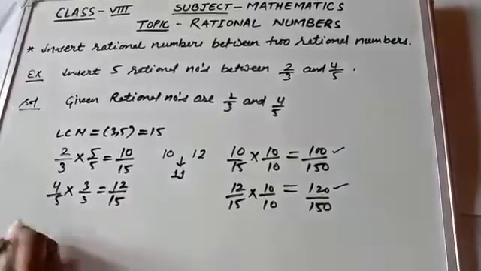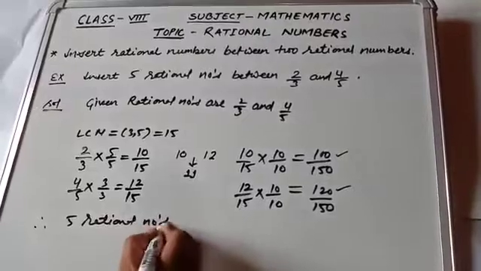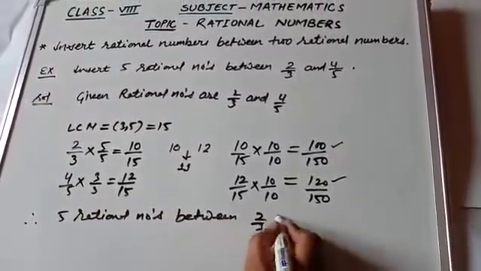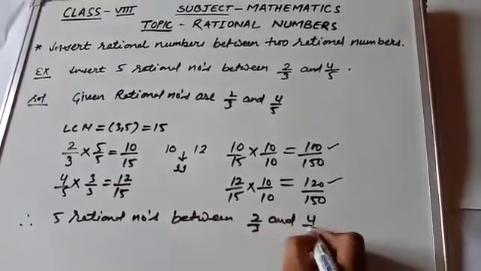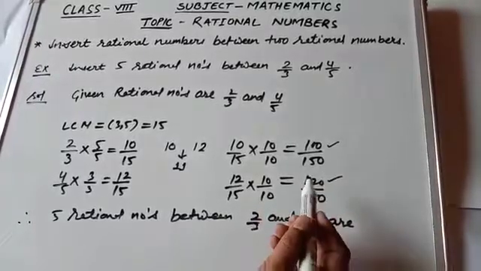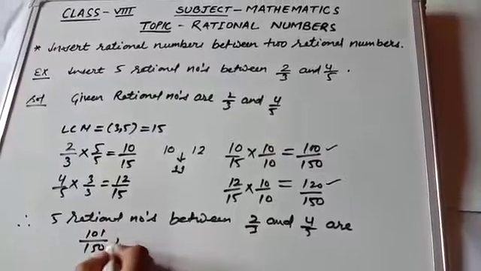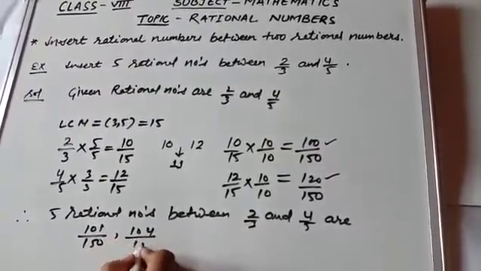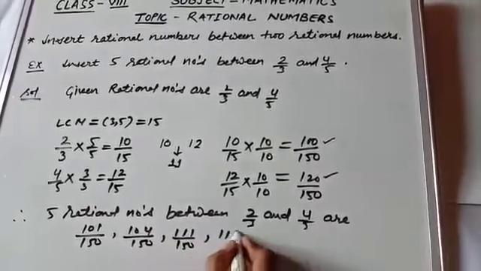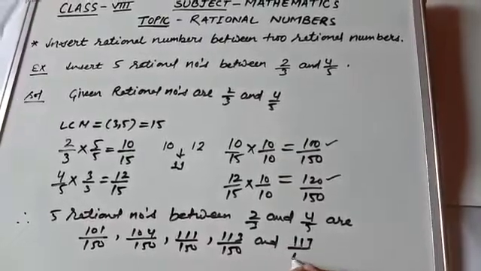So therefore 5 rational numbers between 2 by 3 and 4 by 5 are, so we can start from 101. We will select any 5 rational numbers. 101 upon 150, you can take 104 upon 150, 111 upon 150, 113 upon 150 and 117 upon 150.